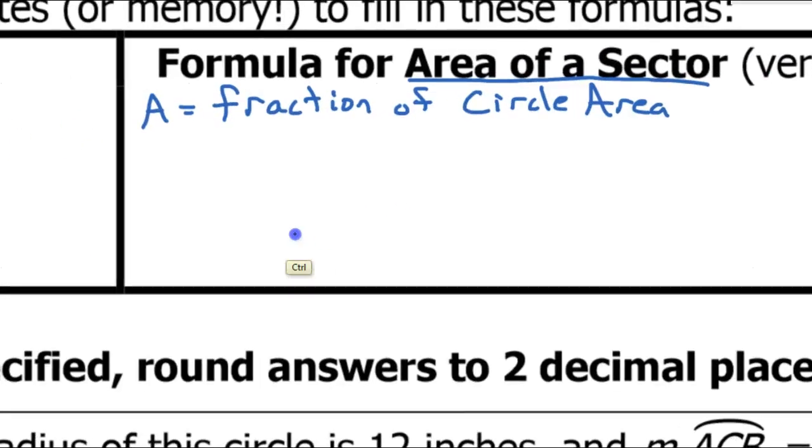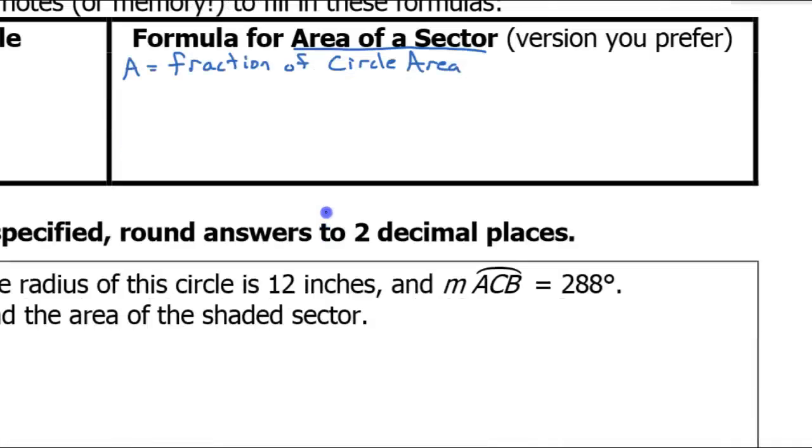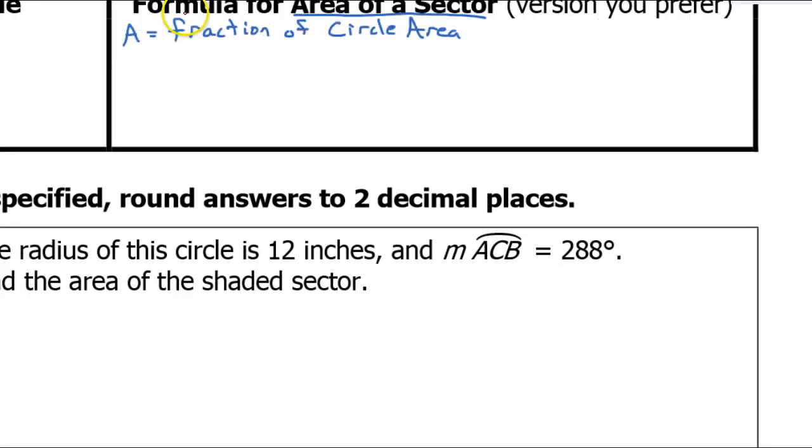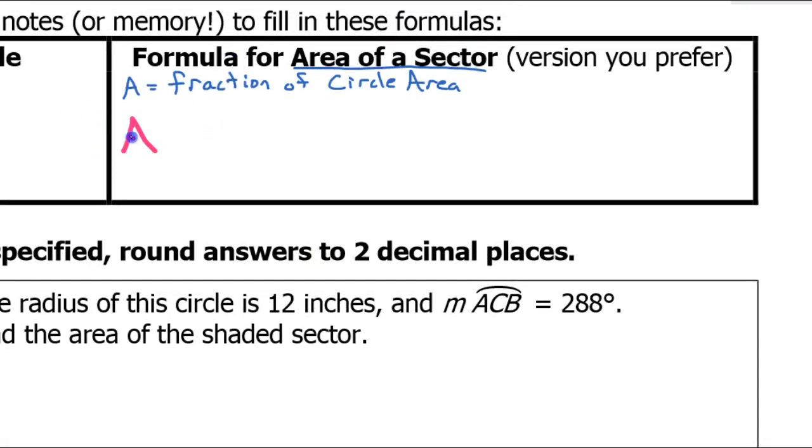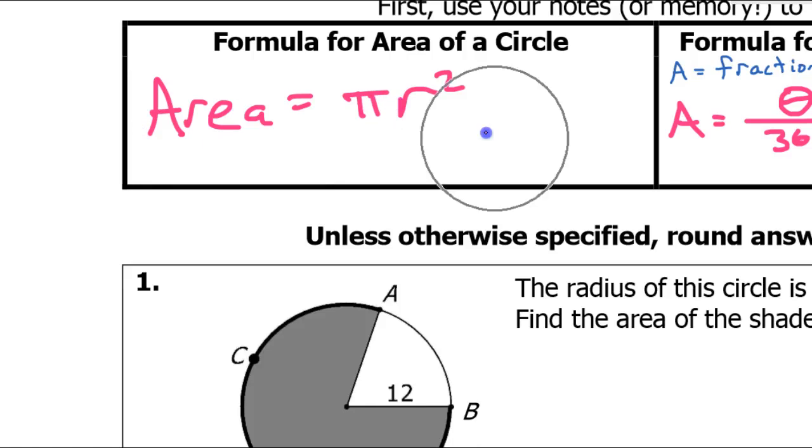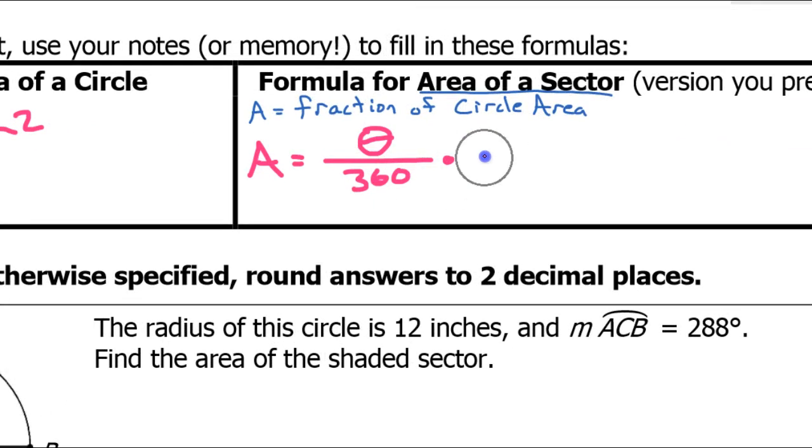So, of course, the sector area is going to be some fraction of the total area. How can I take that and translate it into a formula? Well, here goes. The area is going to equal some fraction. Where does the fraction come from? It's going to be the central angle divided by 360. That'll tell us what portion of the circle we're dealing with. And then we multiply by the whole area, and we just said the whole area is pi r squared. So it'll be this fraction times pi r squared.